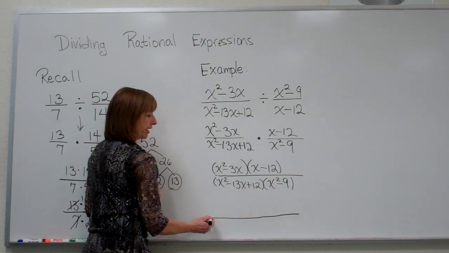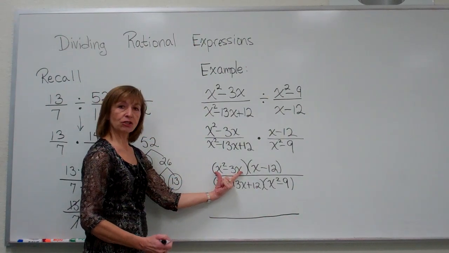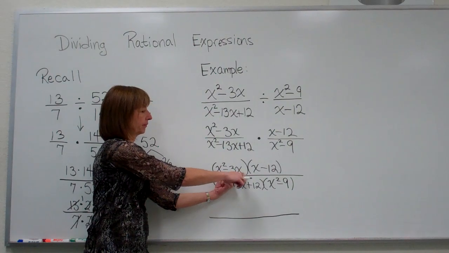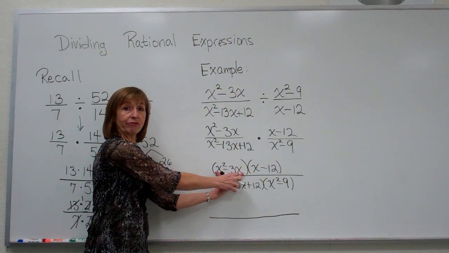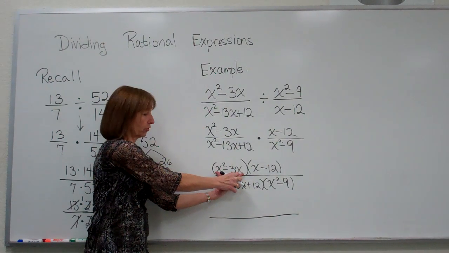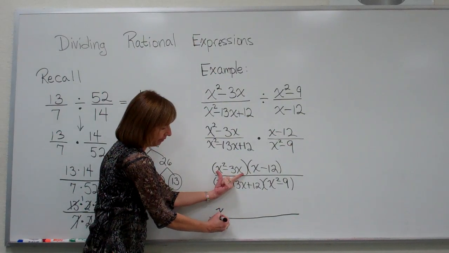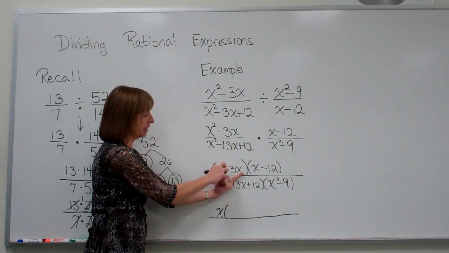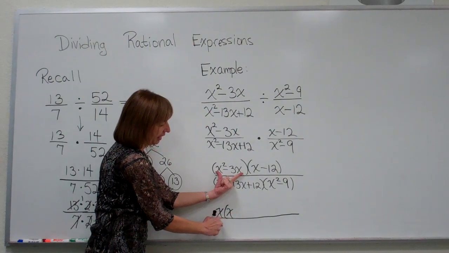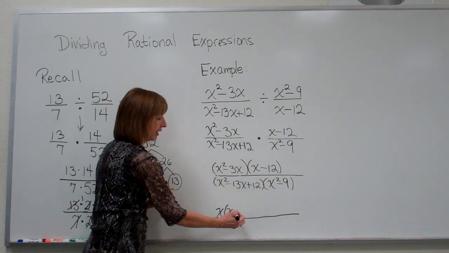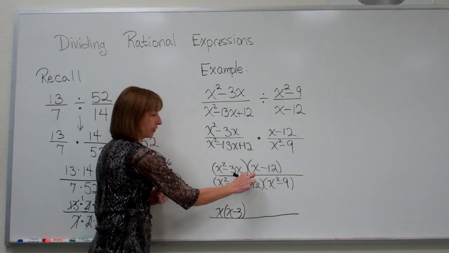So let's write our fraction bar. X squared minus 3x. I have a common factor of x in each of these terms, so we'll factor out the common factor of x. X goes into x squared x times, and x goes into a negative 3x, a minus 3 times, and close that set.